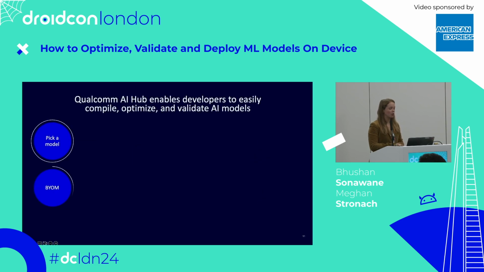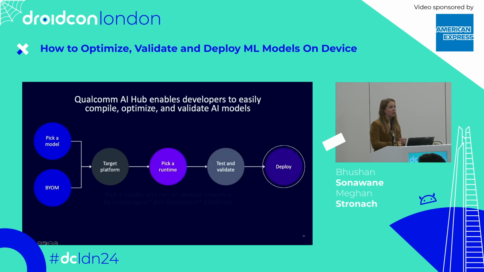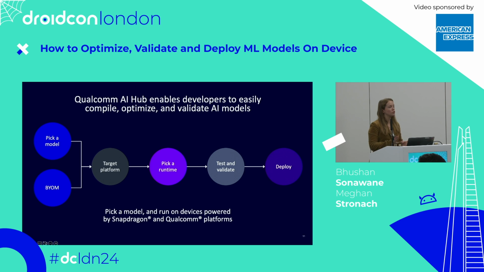So I'll just walk through the typical developer journey that we have here. And the first thing you'll do is pick a model. So we have over 100 pre-optimized open source models on our website, which I'll show you in just a minute, for various use cases. Now, if you go to our website and you don't see a model for the use case that you're interested in, you can also bring your own model.